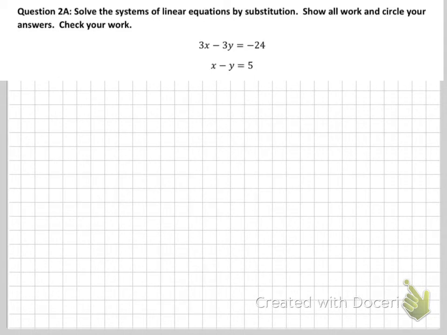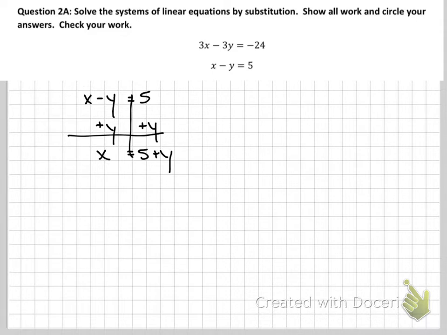Solving equations by substitution means that we have to isolate one variable and then substitute that expression in place of the other variable. I'm going to start by looking at the second equation, which is x minus y equals 5. The easiest way to isolate a variable is to add y to both sides, giving me x equals 5 plus y, or y plus 5. Then I'm going to take this expression and substitute it in place of x in the other equation. So if x equals 5 plus y, in place of x, I'm going to write 5 plus y.